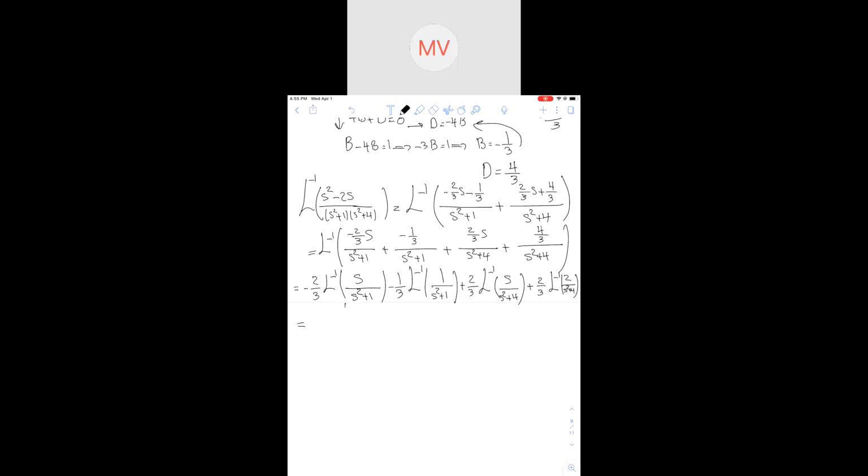Okay. What's the first one? So it's negative 2/3 times the inverse Laplace of cosine t. Next one, sine t. The one after that is cosine of 2t. And the last one is 2/3 sine of 2t. Okay. Question on that?